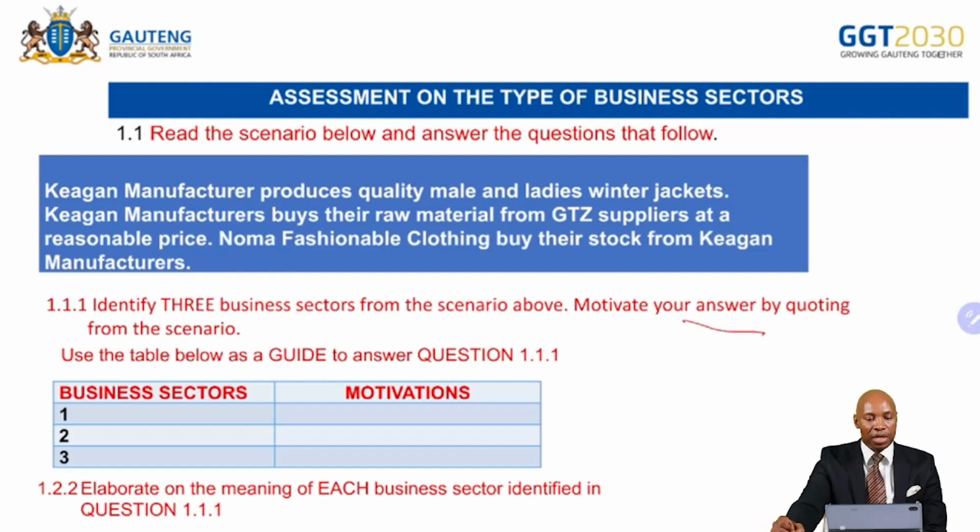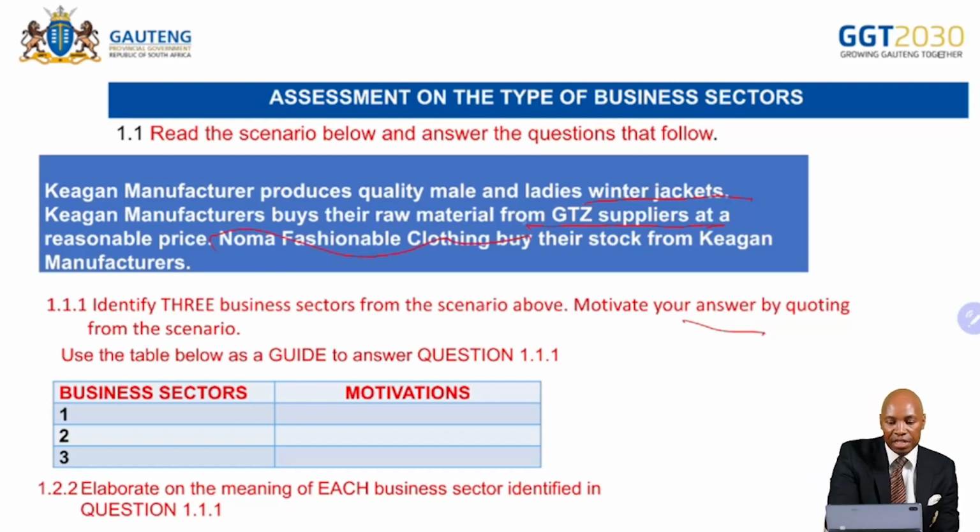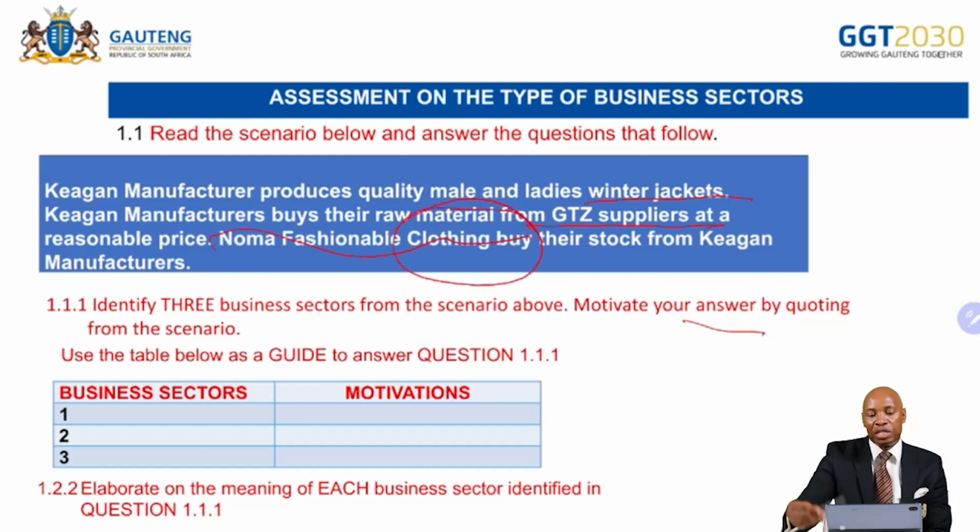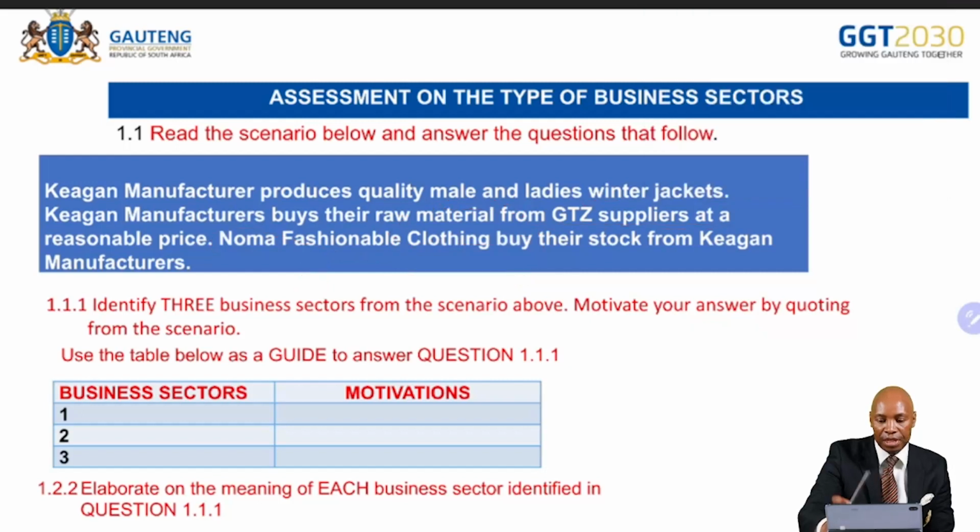Now let's read the scenario together. Kagan manufacturer produce quality male and ladies winter jackets. Kagan manufacturers buy raw material from GTN suppliers at a reasonable price. Normal fashionable clothing buy their stock from Kagan manufacturers. You see here, you've got the manufacturer, you've got the supplier, you've got normal fashionable clothing, which renders a service. Now it's another sector, so you need to identify the sector in which normal operates.